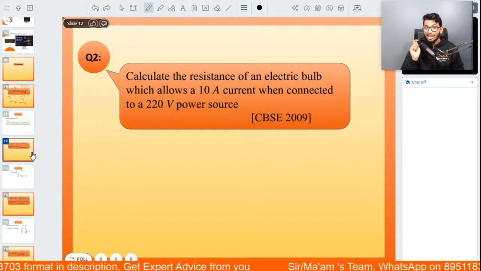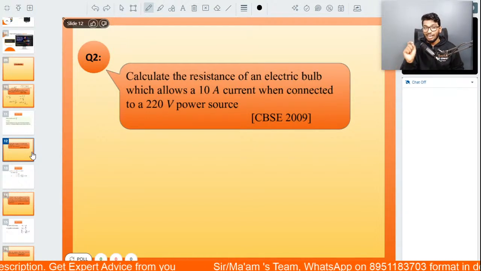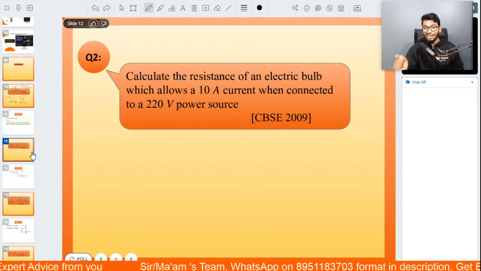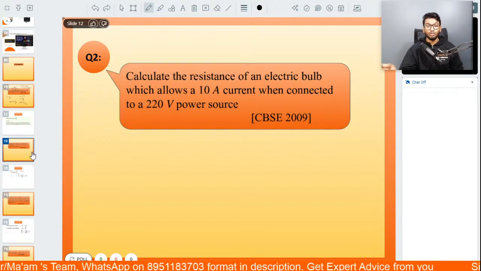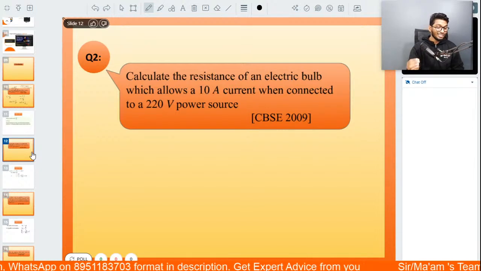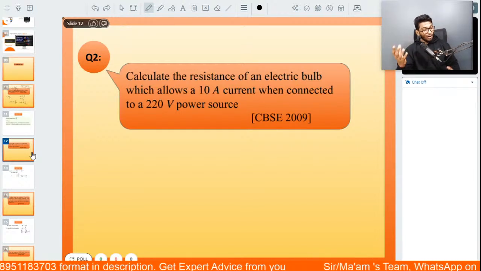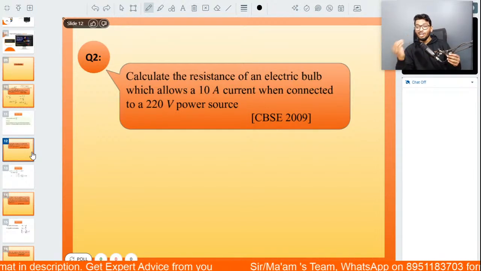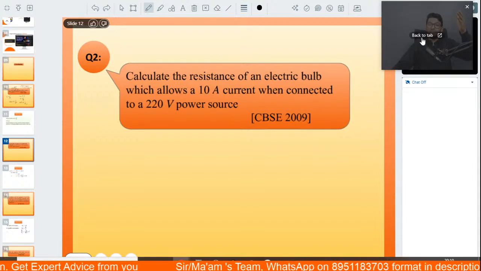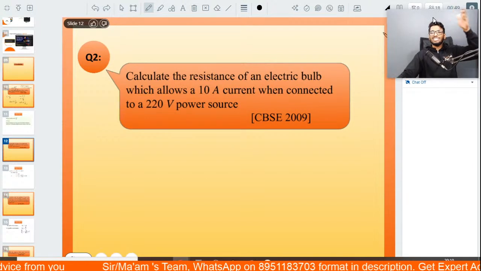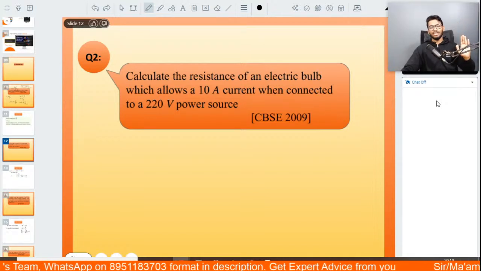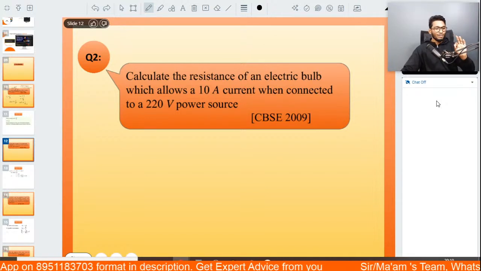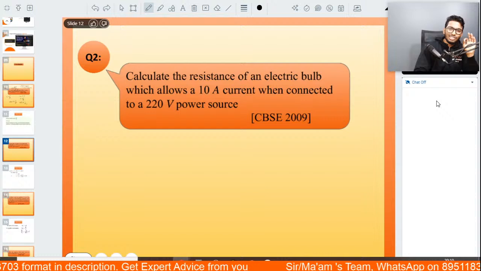The question is, calculate the resistance of an electric bulb which allows a 10 ampere current when connected to a 220 volt power source. Such a straightforward question. I know, right? Such a lol question. I myself, whatever series I've come up with, whatever it is, this question has always been there.